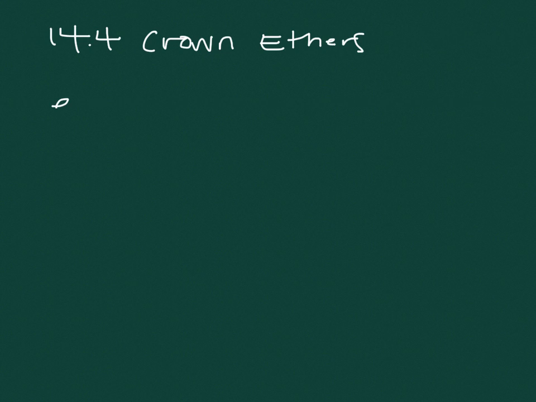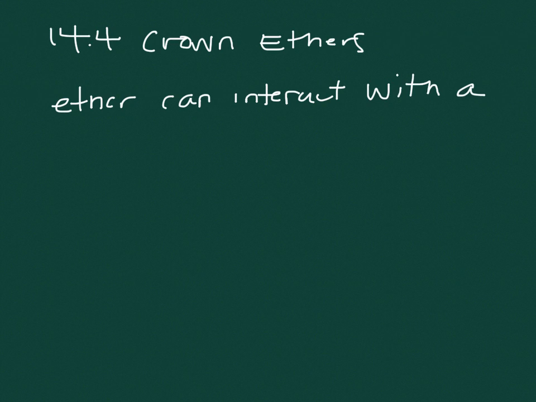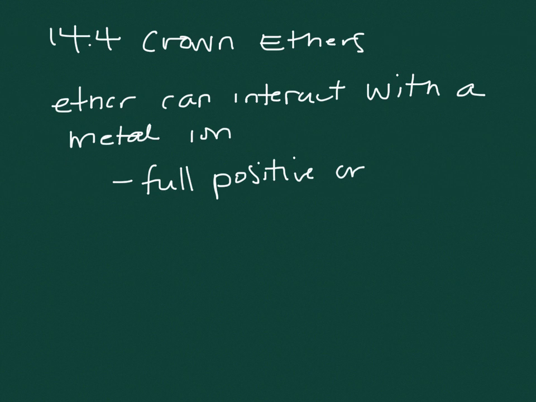Now we're going to continue with Chapter 14, and we're going to look at 14.4. We're going to look at crown ethers. Now, an ether can interact with a metal ion. Okay, and that metal ion either has to have a full positive or a partial positive.